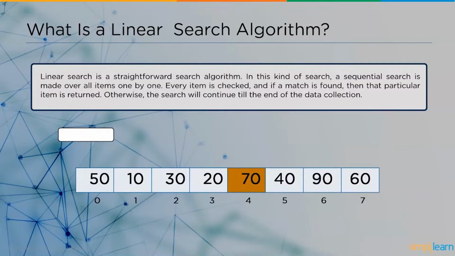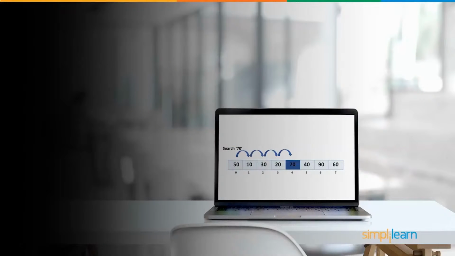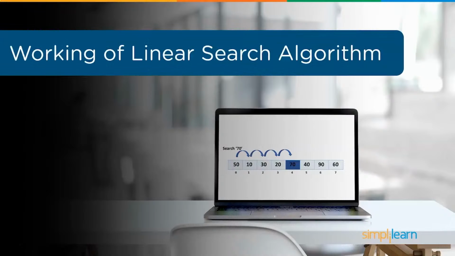On my screen, we have the following elements: 50, 10, 20, 30, 70, 40, 90, 60, as randomly distributed elements. Let us imagine that our target element is 70. We found that our target element was 70 using the linear search strategy. So, how does it work? In the next segment, we will look into the working of the linear search algorithm.